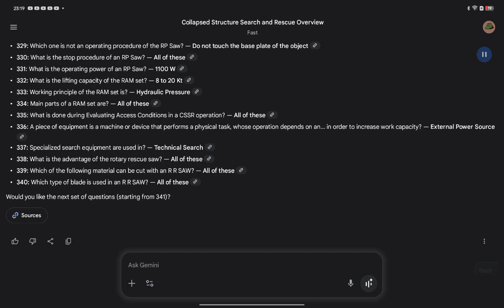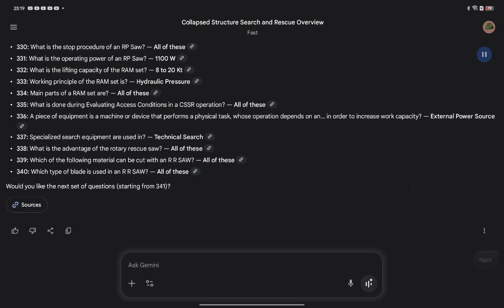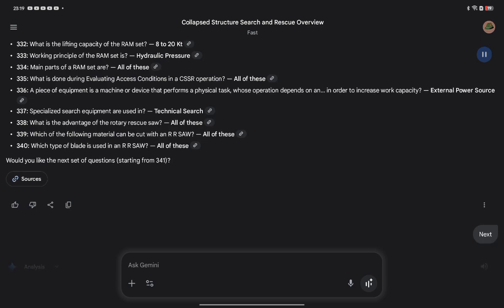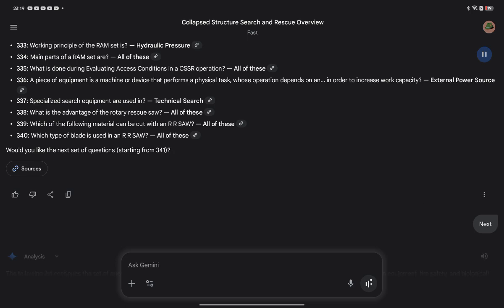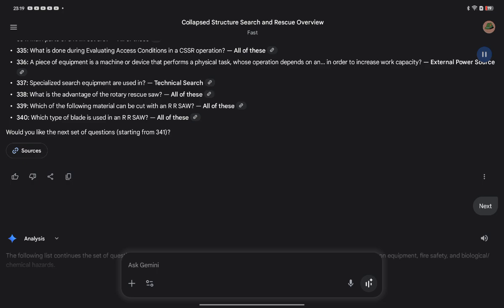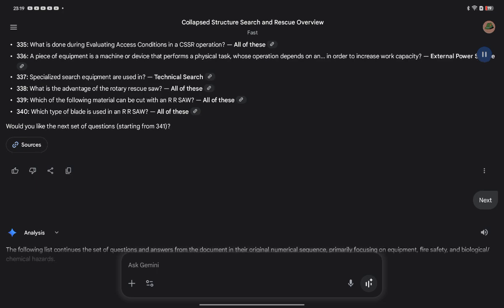332. What is the lifting capacity of the ram set? 8 to 20 kT. 333. Working principle of the ram set is? Hydraulic pressure. 334. Main parts of a ram set are? All of these. 335. What is done during evaluating access conditions in a CSSR operation? All of these. 336. A piece of equipment is a machine or device that performs a physical task, whose operation depends on in order to increase work capacity.